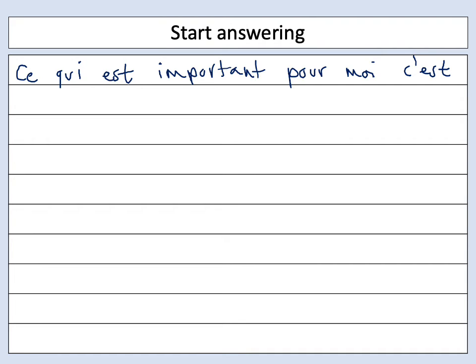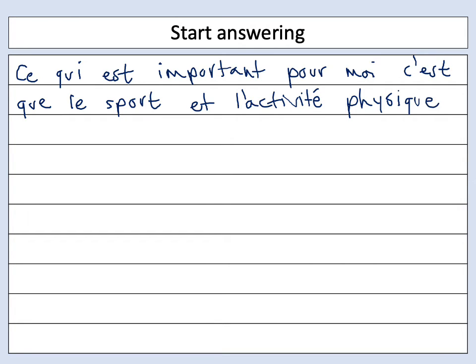Now, what we need to just throw in here is que, because we want to make a comment about sport in general. So what's important for me is that sport, c'est que le sport est, let's put in physical activity, l'activité physique. It's nearly the same as English, which is the other way around as well. Now, because we said 2 things, we said sport and physical activity, we need to follow here with are, which is going to be sont.